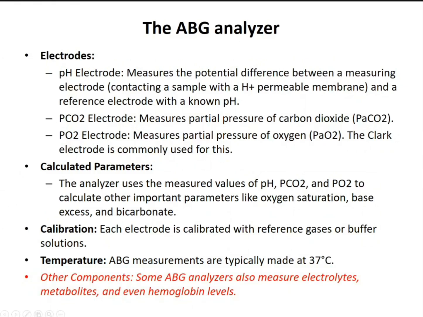So this is what I was saying. The analyzer measures the values of pH, PCO2 and PO2 and calculates other important parameters like oxygen saturation, base excess and bicarb. It needs to be calibrated, and some analyzers also measure electrolytes, metabolites and so on.